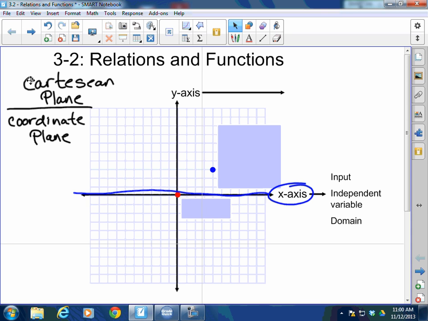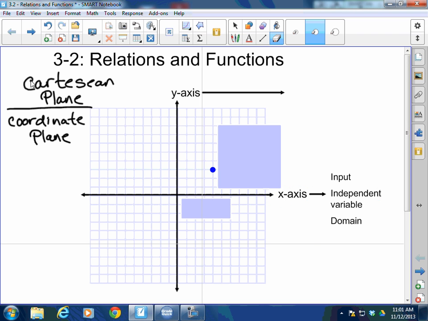And the values of the x-axis are known as the input, the independent variable, or the domain. Please remember that. We already learned a little bit about independent and dependent, didn't we? Remember we talked about cost, expenses, income? Remember the cost was dependent on the number of items you produced or sold? Okay, so that's the x-axis.